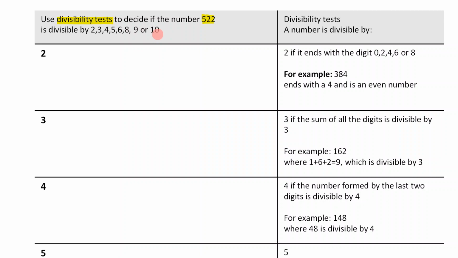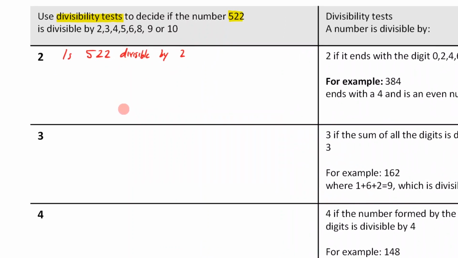Let's just stop for a second and talk about what it means for something to be divisible. Could you grab your pen for me and write down the following? So for the first one here, we're asking ourselves, is 522 divisible by 2? That's what we're asking. Is 522 divisible by 2?